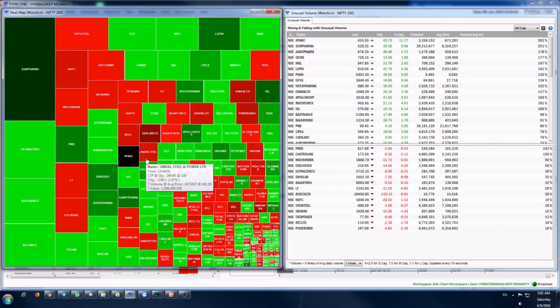Similarly that holds good for the red colors. The more darker is the red, that means the stock is falling at that speed. So Hindalco is having a Edelweiss.